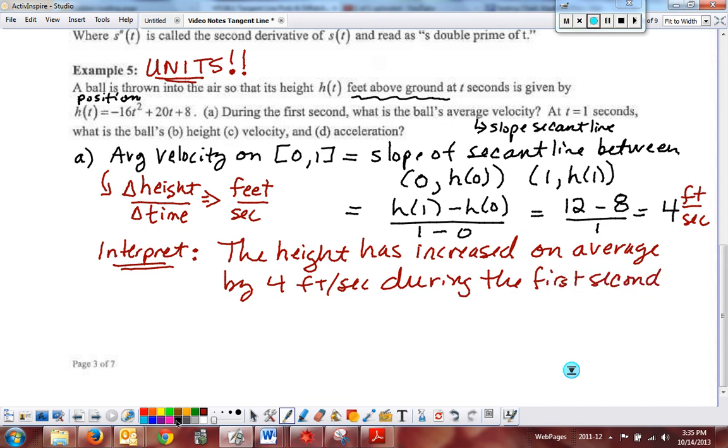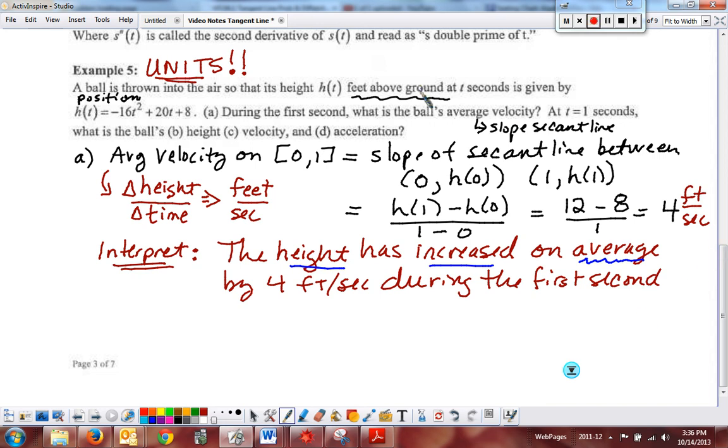Of course you know English, you can write your sentence several different ways, but what they're looking for is that you know that it's the height that has increased because of the positive velocity. They want to make sure that you have said the words on average somewhere in there, and you need to have the amount with the unit, and then during what interval you're looking at. They're all parts of what they're going to be looking for in this interpretation.